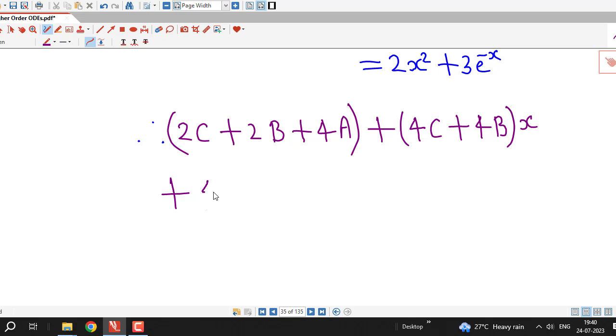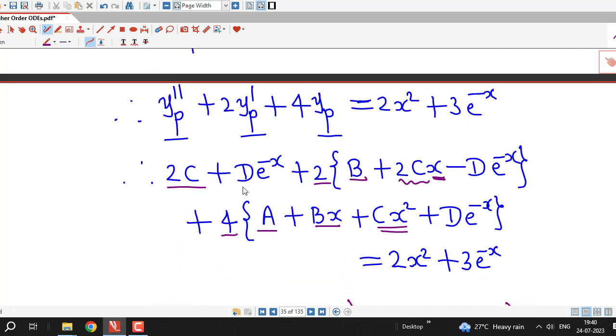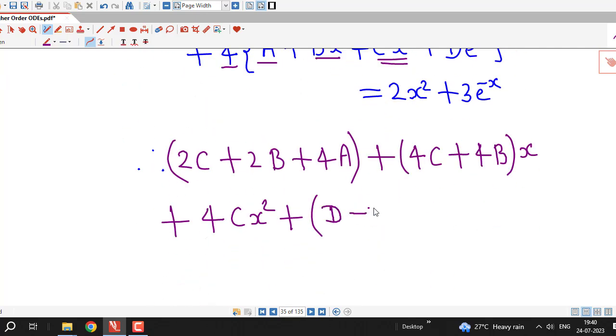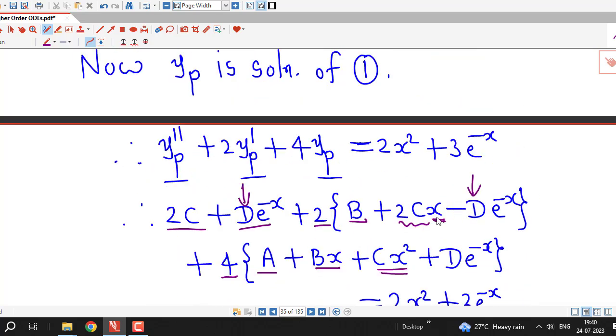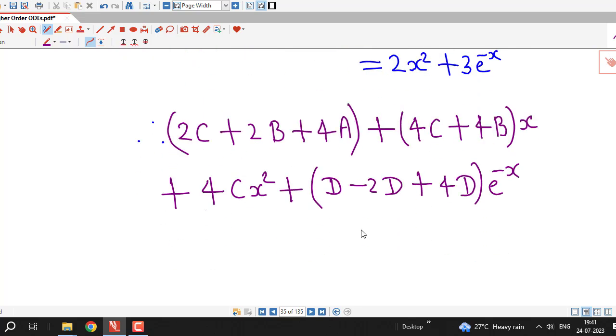There is only one term which contains x square, and then I will write down the coefficients of e raised to minus x. Here I have d e raised to minus x, that is d from this. Here I have minus d into 2, that is d minus 2d, let me write all the terms. After that we will simplify. And here I have d into 4, that is plus 4 into d, and e raised to minus x common, and right hand side is 2x square plus 3 times e raised to minus x.